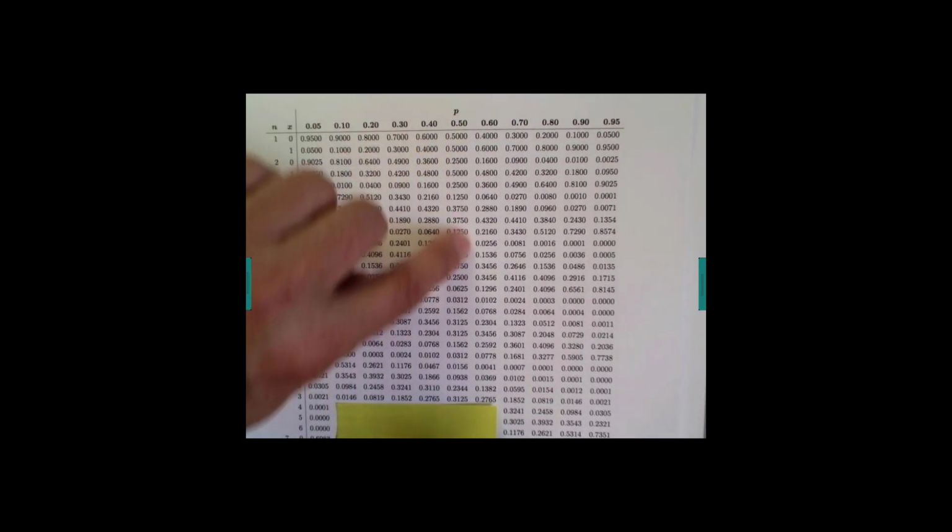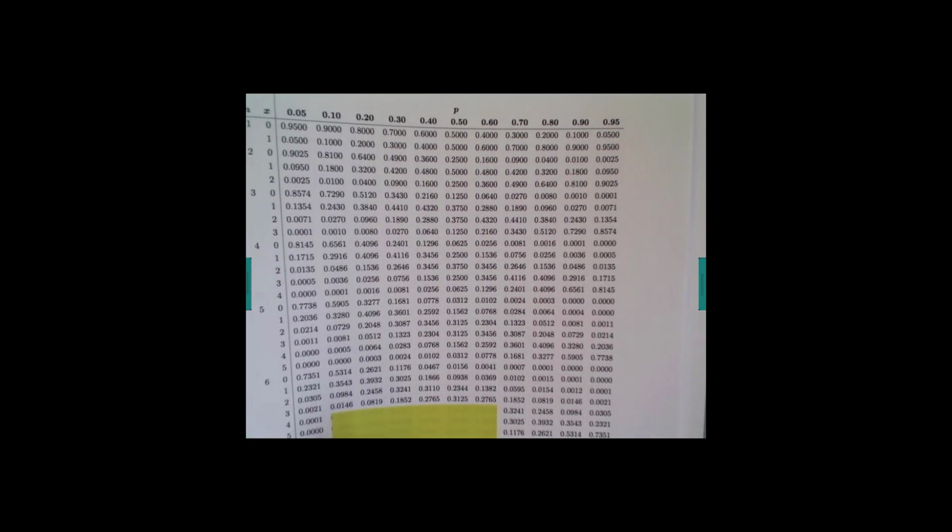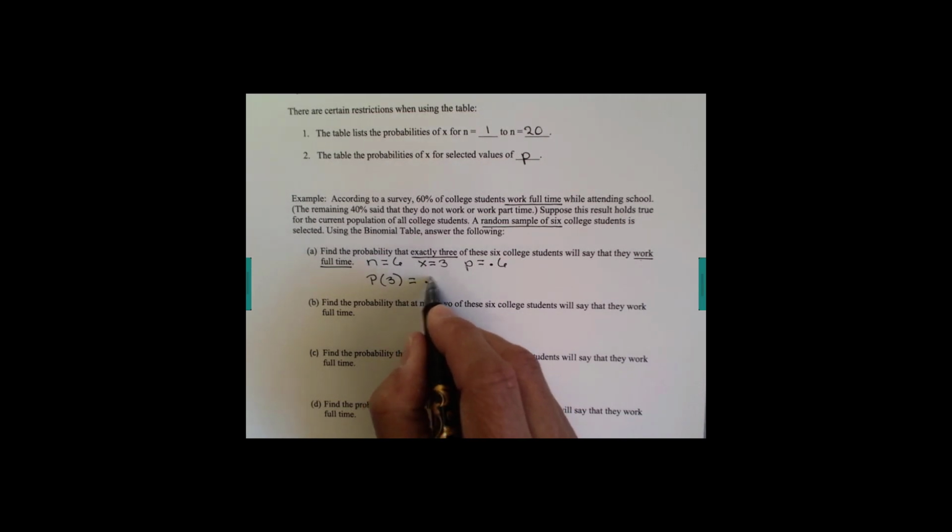Well, a p of 0.6 takes me over to this column here. I think I've got it. So when I'm looking for n of 6, x of 3, and probability of success is 0.6, I find my answer is 0.2765. Let's fill that one in. Probability of 3 is 0.2765.